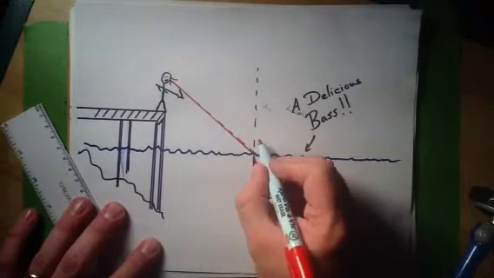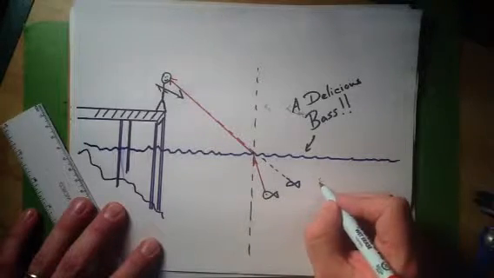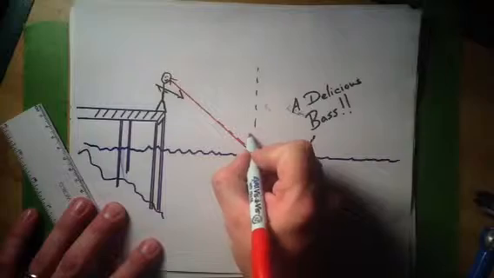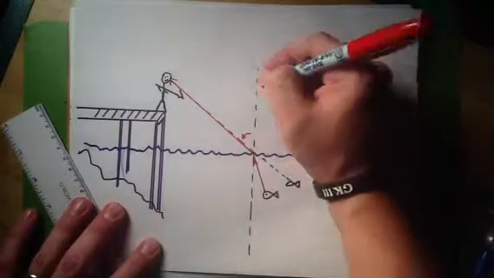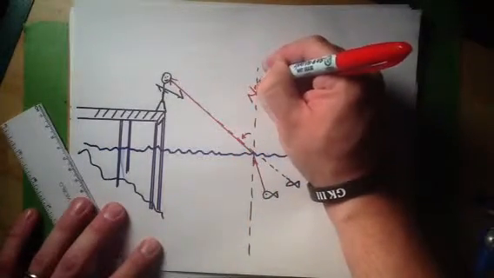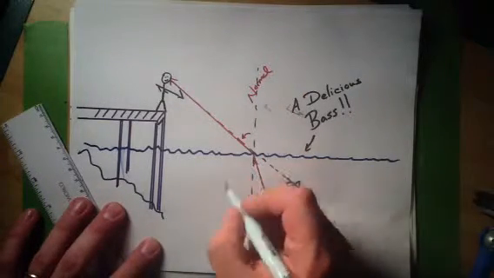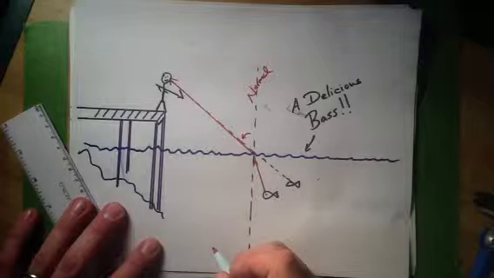What happens is as light's coming from the fish, it hits this less dense material. See, the water's more dense, the air's less dense, and it bends away from normal. Remember, that perpendicular line we call normal, and so it's bending away. Okay?